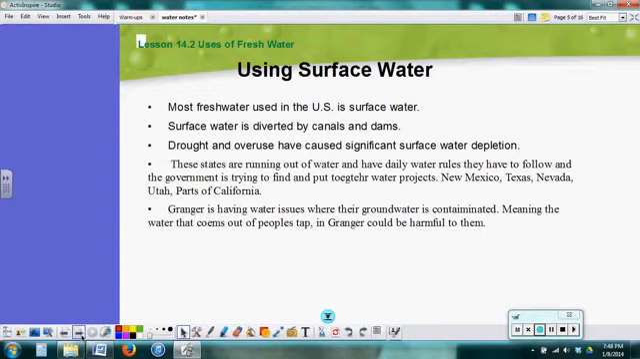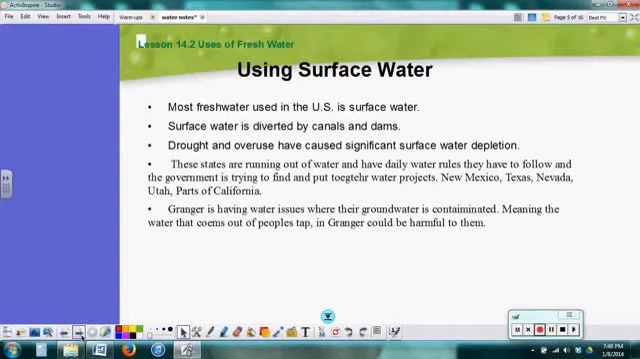There are states that are running out of water and they have daily rules that they have to follow. Big hitters are New Mexico, Texas, Nevada, Utah, and some parts of California that are in the desert areas. Texas actually is spending government money to come up with water projects because they're running out of water so quickly.